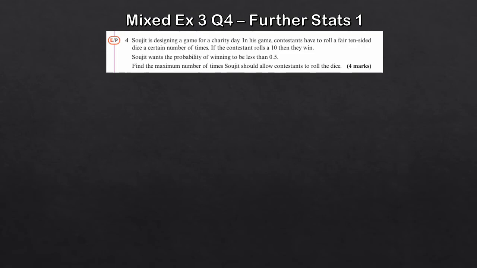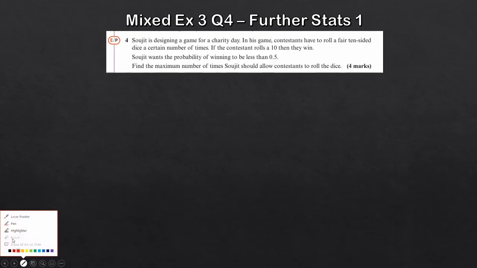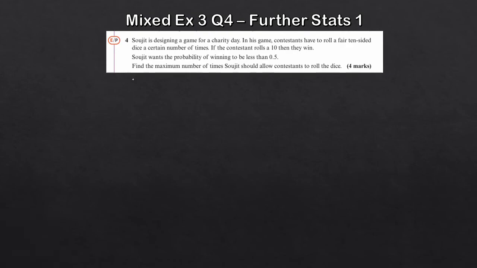So let's finish this question. So we're given this question here. Sujit, I think that's how you pronounce that, is designing a game for a charity day. In his game, the contestants have to roll a fair 10-sided dice a certain number of times. So if the contestant rolls a 10, they win. So he wants the probability of winning to be less than a half. We have to find the maximum number of times Sujit should allow the contestants to roll the dice. So let's get my pen. Let's see if we can solve this.